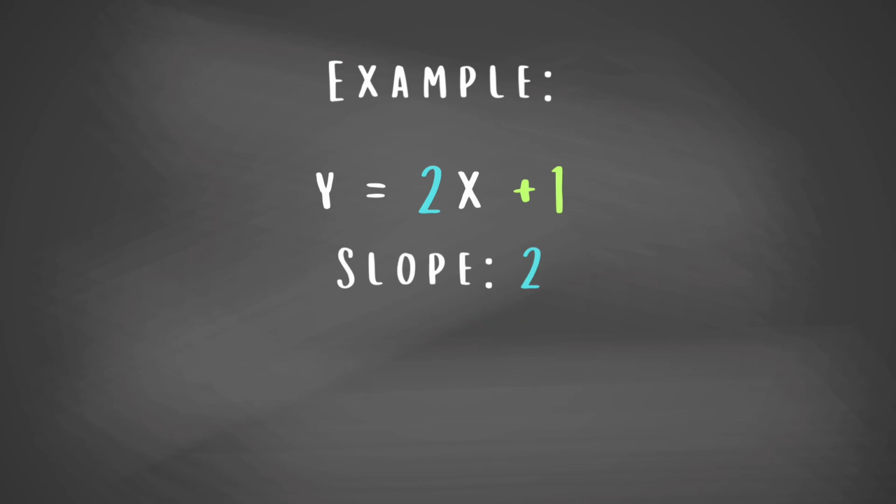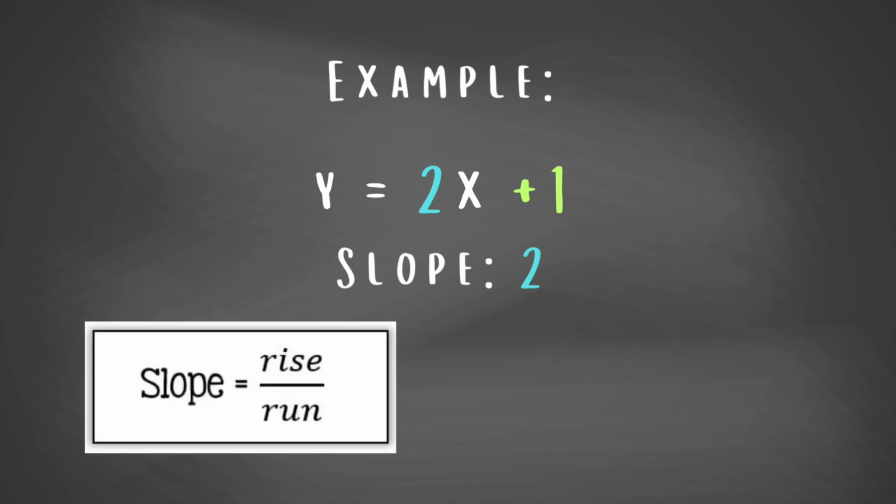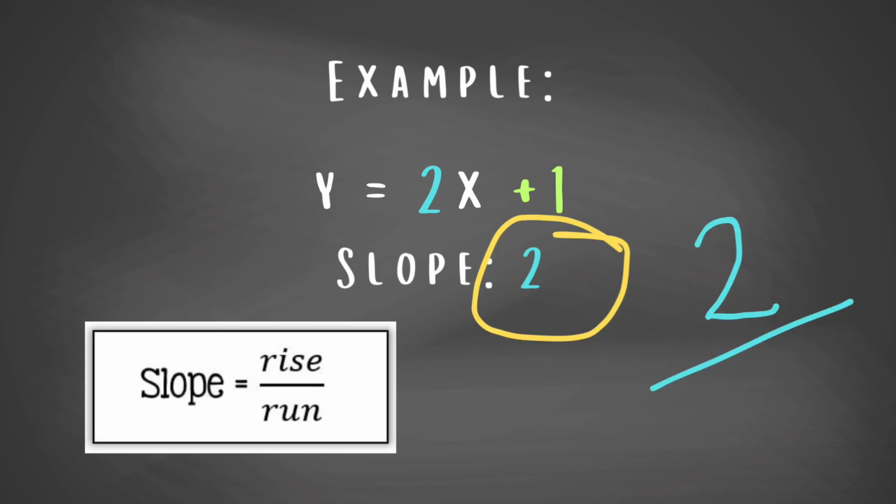Sometimes the slope is written as just one number. In this case, it's written as 2. But slope is really a rise over a run, which is a fraction. So when the slope is just one number, we can think of it as a fraction by putting it over 1.